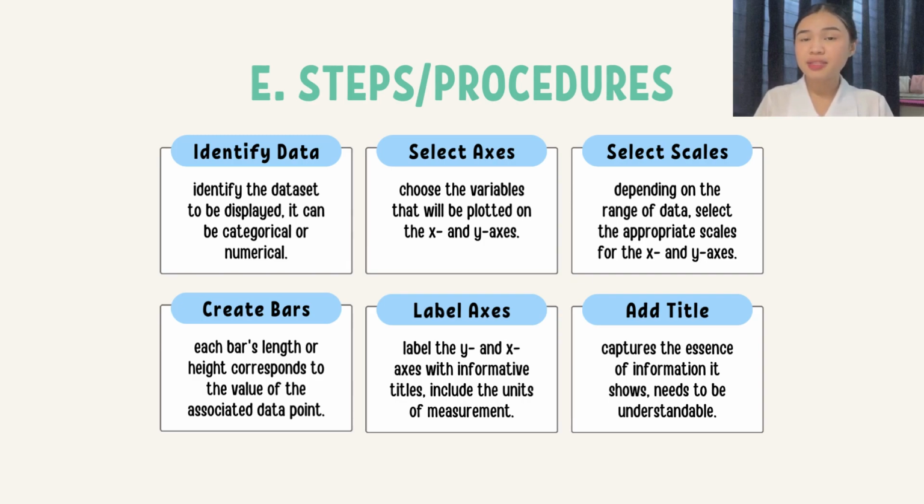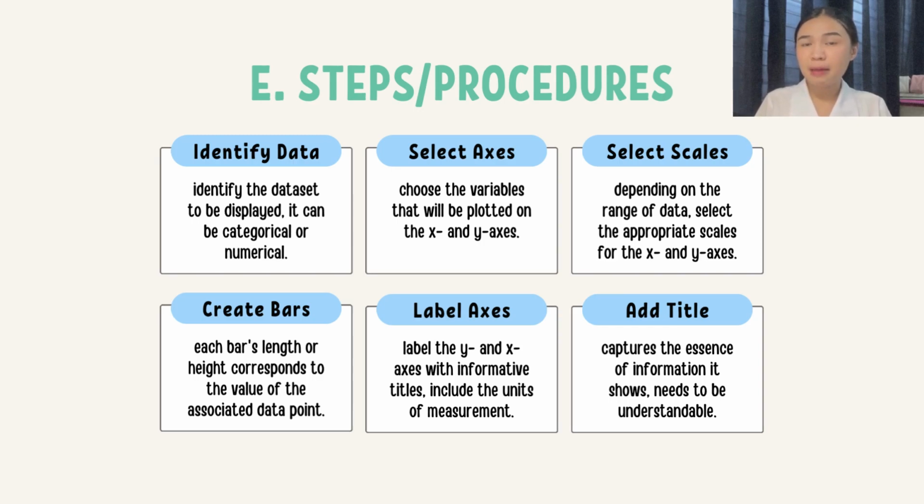The third step is to select the scale. Depending on the distribution and range of your data, select the appropriate scales for the x and y axis. Make sure the scale is readable and positioned uniformly. The fourth step is to create bars. On the graph, create bars for every category or data point. Each bar's length or height corresponds to the value of the associated data point.